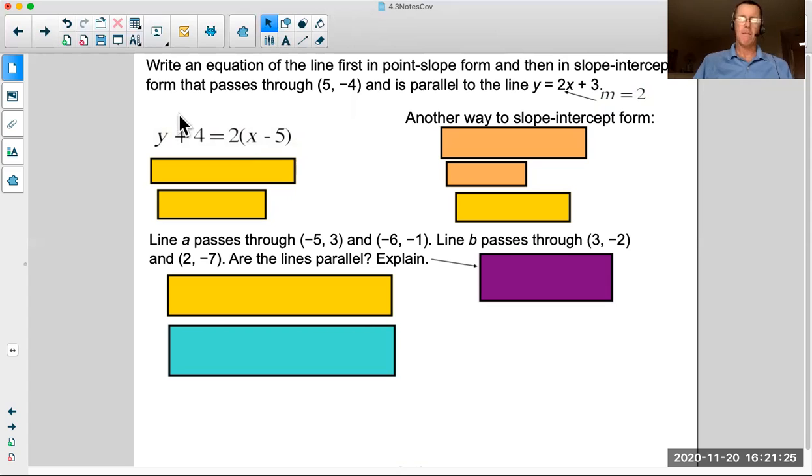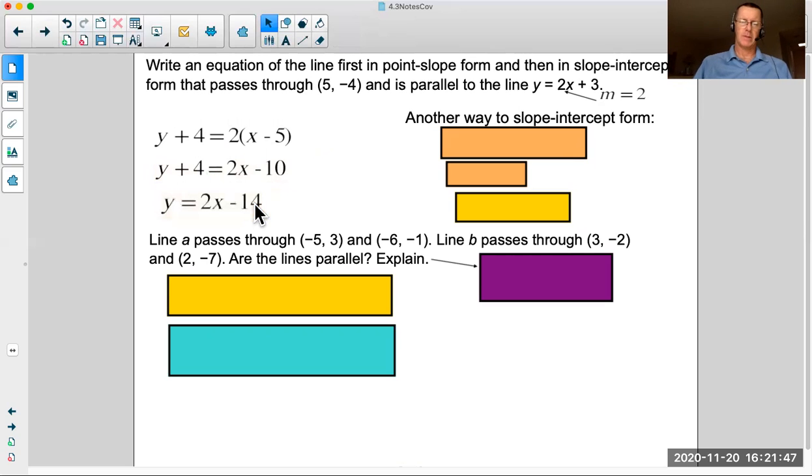So it's y minus negative 4, which becomes y plus 4. Plug in 2 for m, and then it's x minus x sub 1, or in this case, x sub 1 is 5. Now, we did that in point slope form, but now we have to write it in slope-intercept form. So we've got to do what? Yeah, distribute and get y isolated by itself.